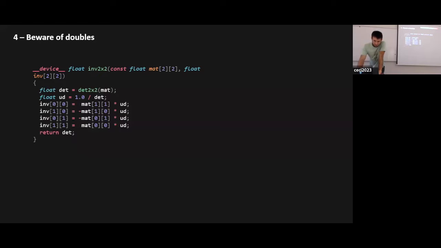Okay. Tip number 4. Can someone tell me what's wrong in this code? Any idea? It's really subtle. There is one problem with this code. No? The problem is this. Here we do 1.0 divided by the determinant, and here 1.0f. What's the difference? Well, 1.0f is a literal for a floating point value. So float divided by float is a float operation.